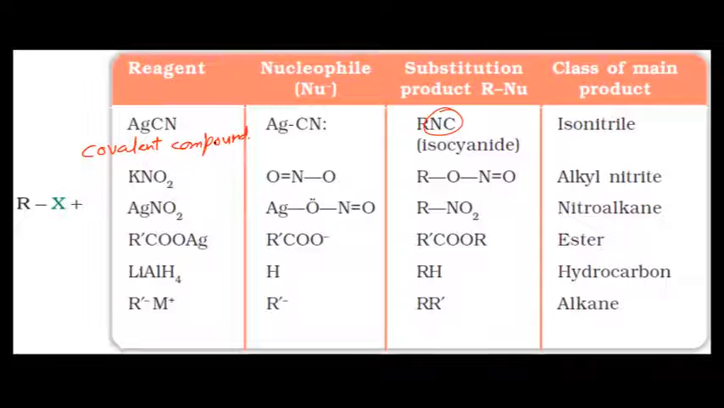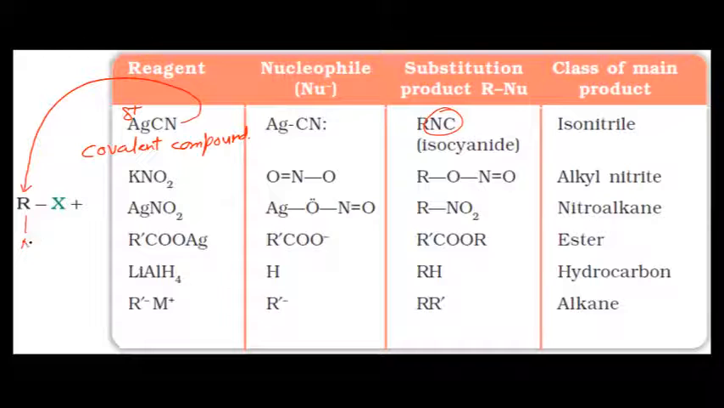When it is a covalent compound, there is no ionization. If there is no ionization, then what happens? CN first tries to form the bond with R, which has a slight positive charge. CN is slightly negative, Ag is positive. So actually, CN first gets attached to the alkyl group from the nitrogen. Carbon is not free. Carbon is attached to Ag, silver. Nitrogen is free. So nitrogen first gets attached to the alkyl group, and then after that Ag is detached.